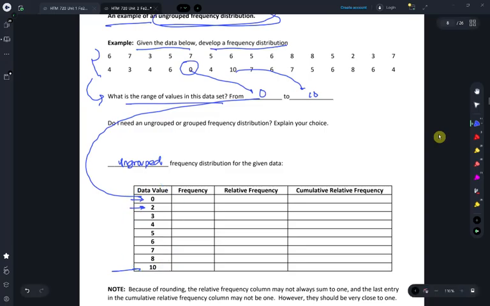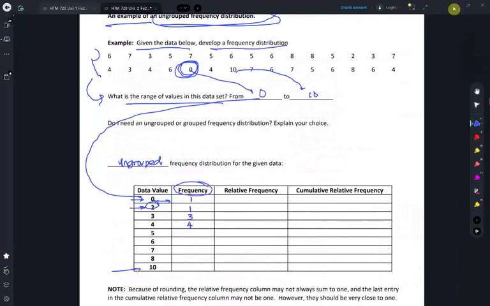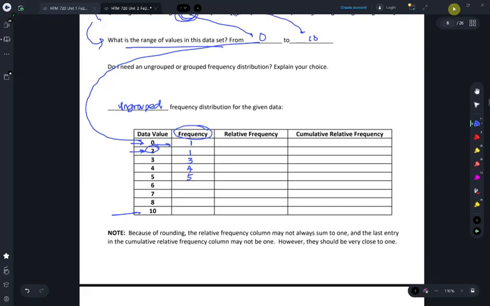So I'm simply going to follow that up with the frequency, or how many times did I see 0 pop up here? That is just 1. What about 2? It only occurs 1 time. 3, 3 times. 4, 4 times. 5, 5 times. And then 6 is 7 times. And 7 is 5 times. 8 is 3 times. And 10 is 1 time. And I have a total of 30 numbers.